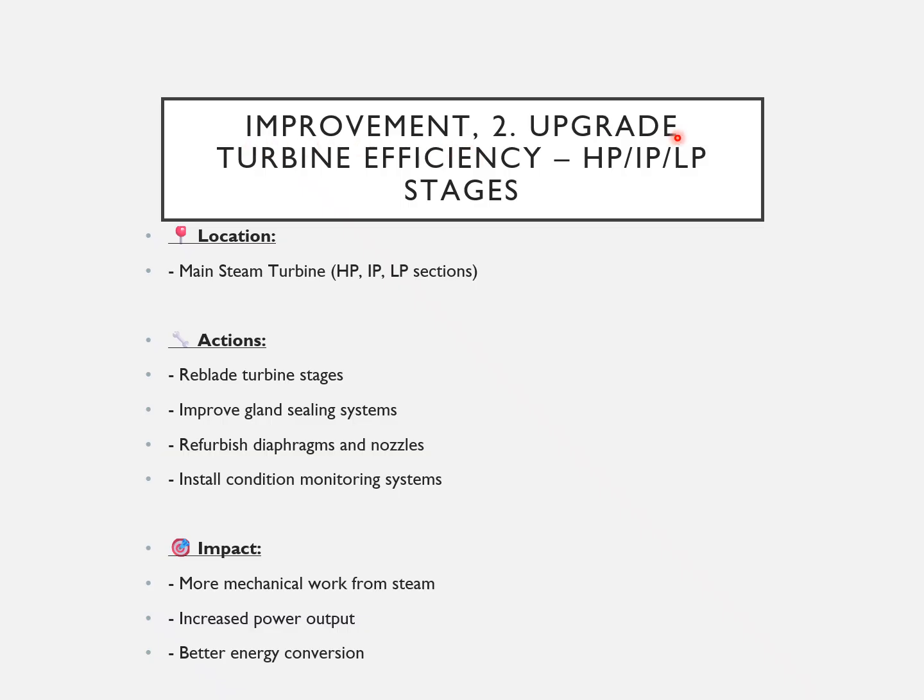Improvement 2: upgrade turbine efficiency on the HP, IP, and LP stages. The location is the main steam turbine. Action: reblade turbine stages, improve gland sealing system, revise diaphragm and nozzle, install connection and monitoring. For this section, you may need to consult the turbine manufacturer. Impact: more mechanical work from the steam, increased power output, better energy conversion.